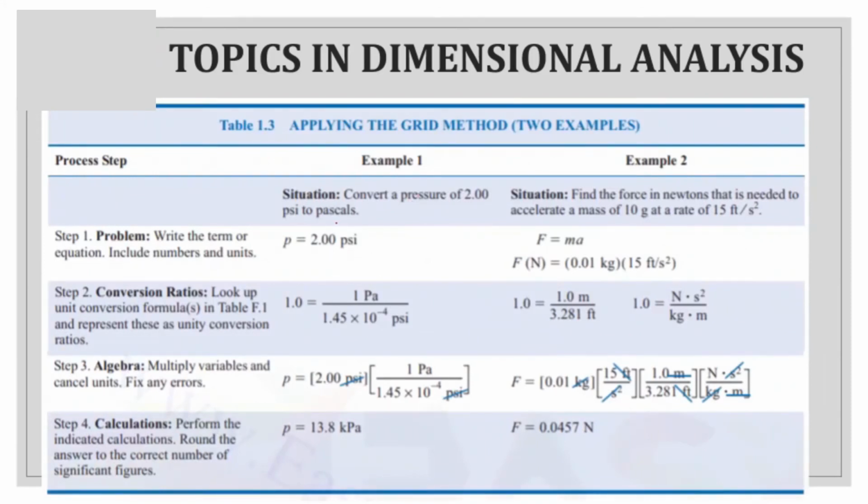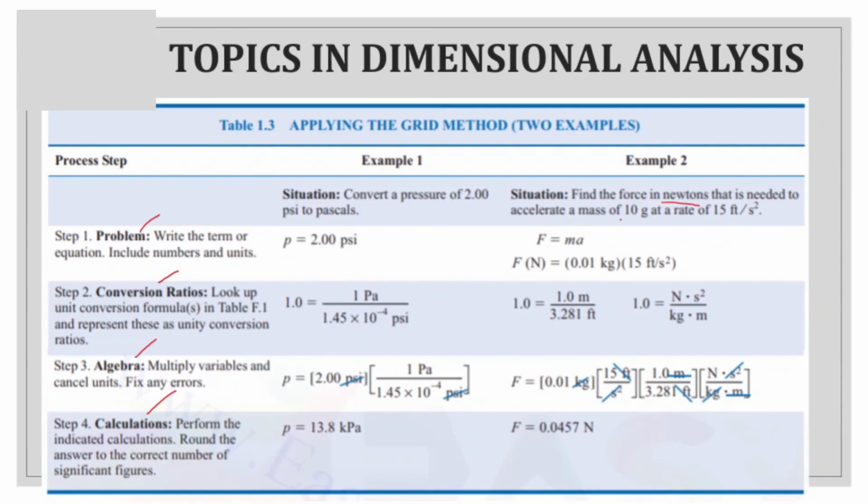So there are steps to apply the grid method in these two examples. The first step is to write the problem. Then second, conversion ratios. Then do the algebra. Then the calculation. Such as in our example 2: find the force in newtons that is needed to accelerate a mass of 10 grams at a rate of 15 feet per second squared.